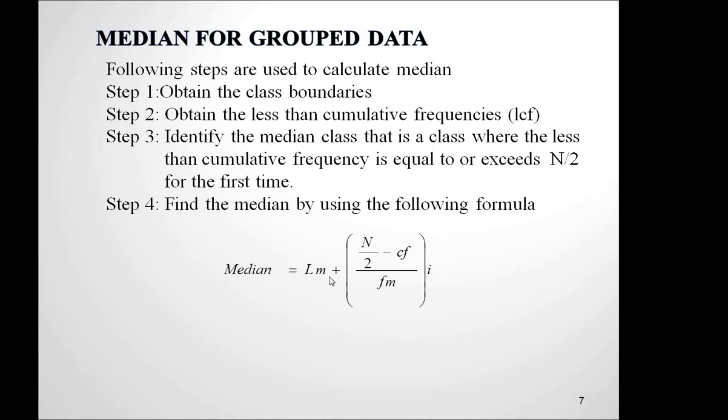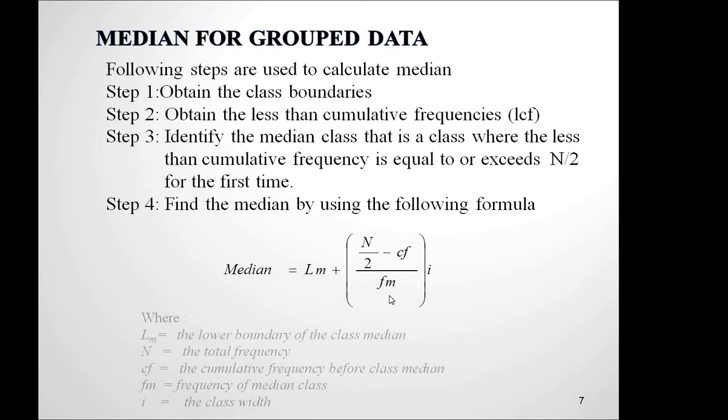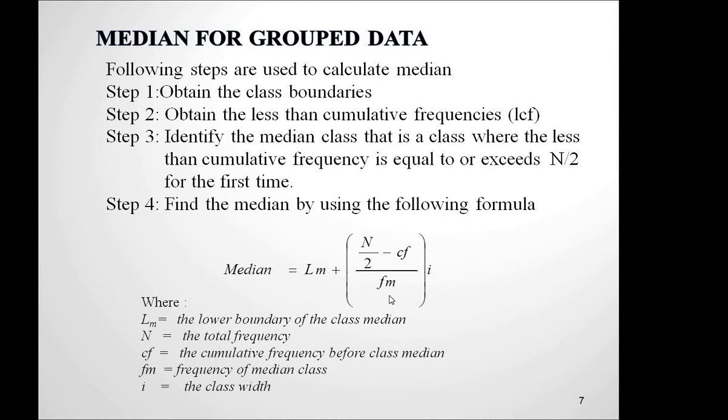So median is equal to Lm plus (n by 2 minus Cf) divided by Fm, into I, where Lm is the lower boundary of the median class, n is the total frequency, Cf is the cumulative frequency of the pre-median class, Fm is the frequency of the median class, and I is the class width, that is, upper class boundary minus lower class boundary.